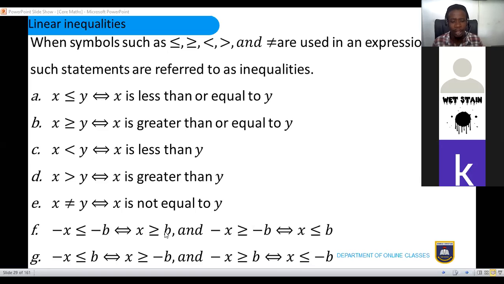It is greater than. So once we divide through by a negative number or multiply through by a negative number, then our inequality sign must change. That is when it involves greater than or equal, greater than or less than. So we have x to be greater than or equal to minus b. Good. Then when we have negative x greater than or equal to b, it implies my x will be less than or equal to minus b.